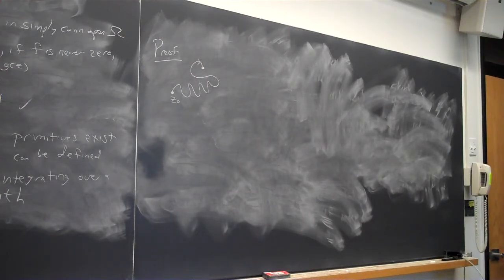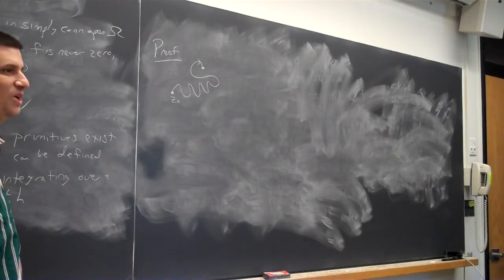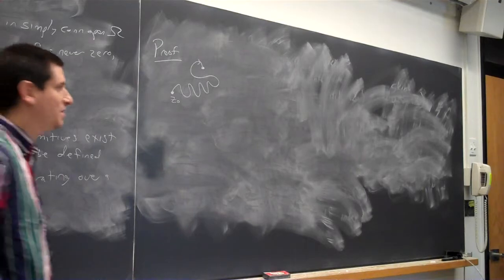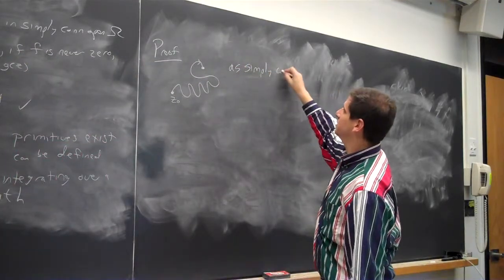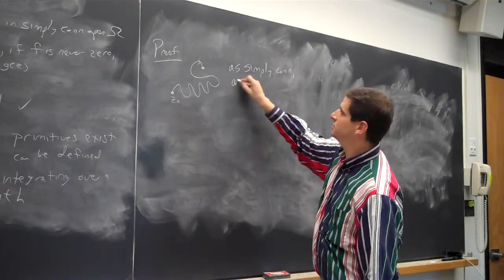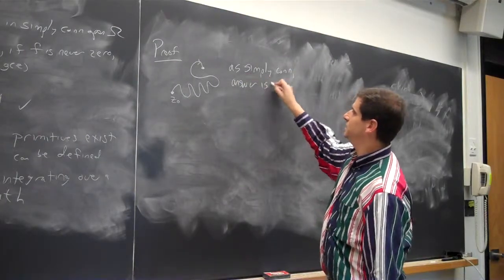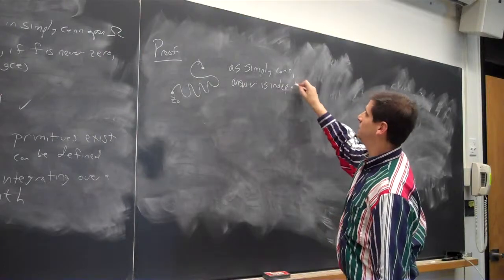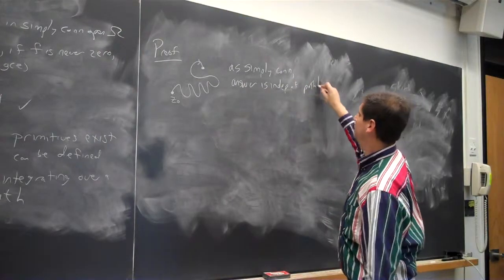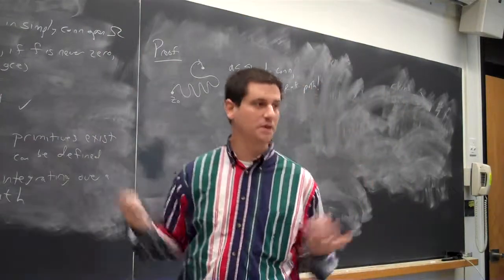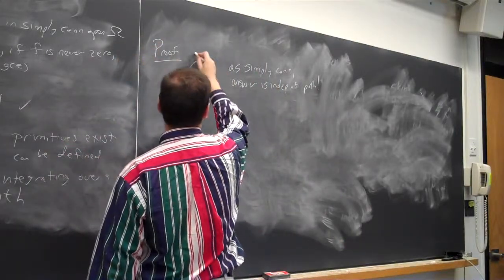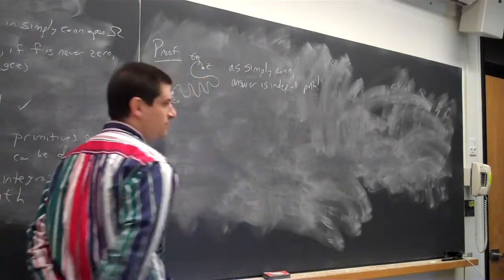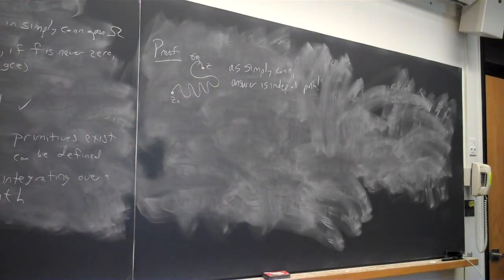How many of you like that choice of path? Does it matter what path I take? Why not? It's simply connected. So, as simply connected, answer is independent of path. So I just take some path in my region from z0 to z. The book calls this path gamma. I like to call it gamma of z to remind myself.